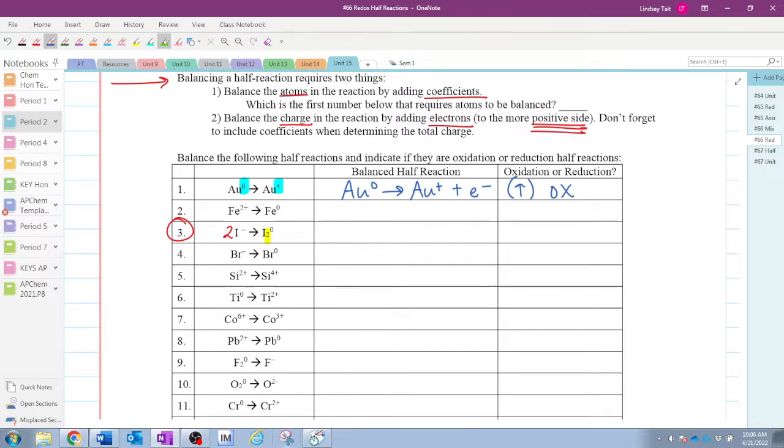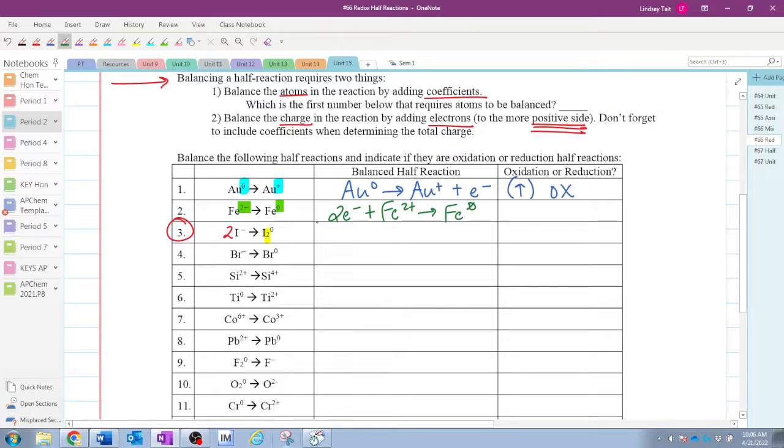Let's look at number 2. I always check, do I need to balance atoms? And I don't because there's no subscripts. Then I look to balance my charge. The difference between those oxidation numbers plus 2 and 0 would be 2. So that means I need to add 2 electrons. But I need to add 2 electrons to the side that is more positive, which now is the reactant side. So we're going to have 2 electrons plus Fe2 plus yields Fe0.